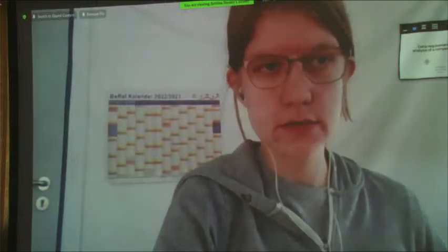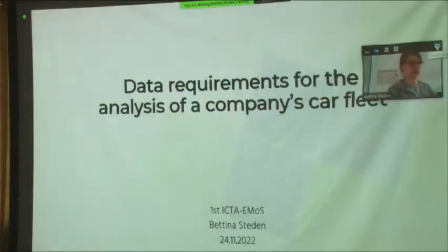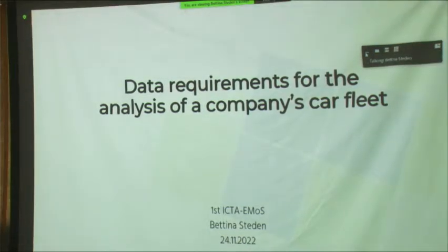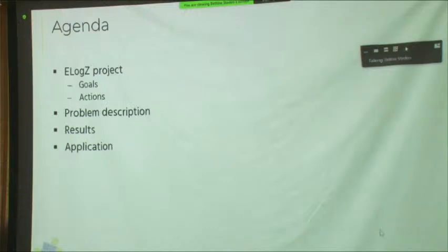And yes, so I'm Bettina Steger, I'm also from Oldenburg, working at the Department of Economics Commerce, and I'm going to present data requirements for the analysis of a company's car fleet. And this work is embedded into the project Icta where I'm currently working. So I'm going to give a short introduction to the project about our goals and what we want to do before I'm talking about the problem description and the results of my research.